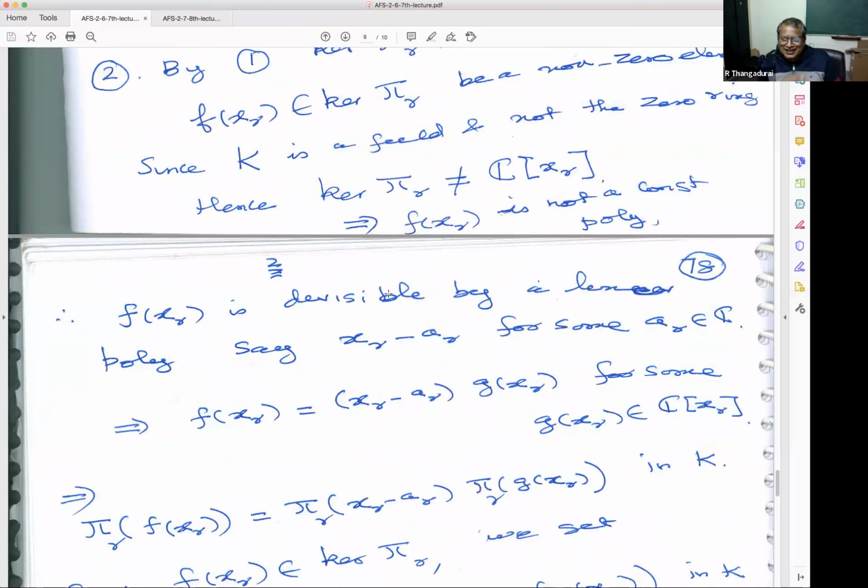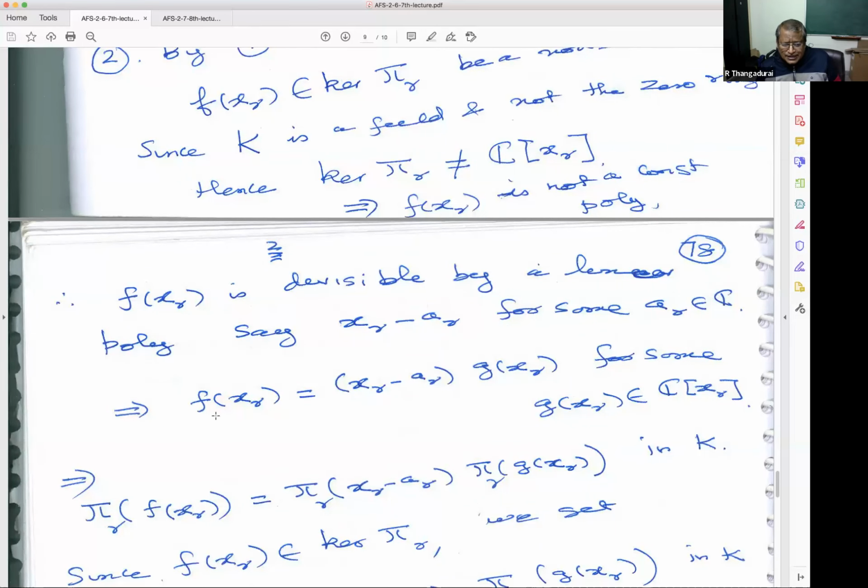Let me see whether I can come back to this point. If this is not a unit ideal, then we can choose one non-zero element which is not a constant. Of course, no element inside the kernel will be a unit. So f of xr is not a constant polynomial. Since f of xr is not a constant polynomial over C, it is divisible by a linear polynomial xr minus ar for some ar in C. Over C this is divisible because it is one variable, by the fundamental theorem of algebra.